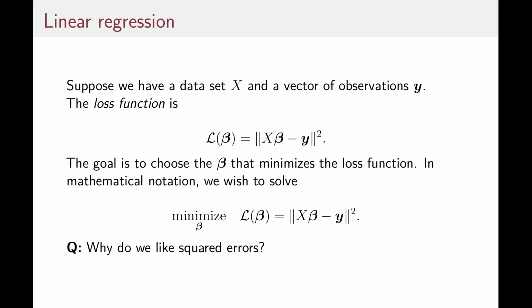We have a data set X, that's a matrix. We have a vector of observations Y. And we have this loss function, which is the sum of the squares, or sum of the squared residuals, I should say. So X beta is the prediction, Y is the target, that's known. We're trying to find the beta that minimizes this loss function, L.